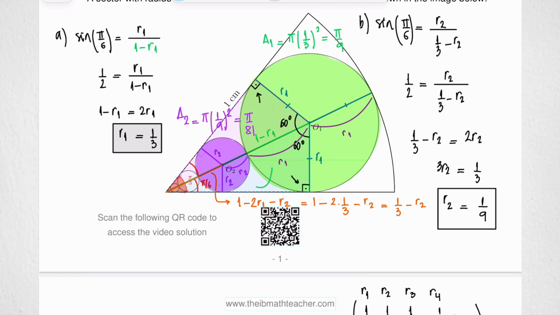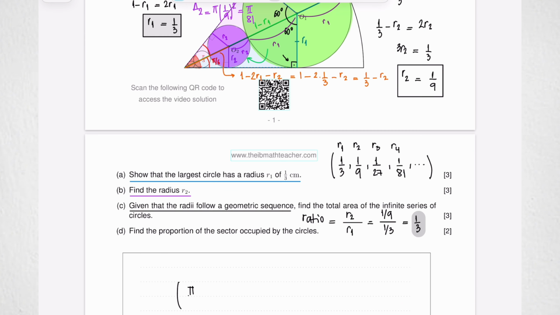And the areas do also follow a geometric sequence, given that we're always multiplying by radius squared, which means 1 over 9. To go from one area to the other, we multiply by 1 over 9. Therefore, if you were to build a geometric sequence, not with the radius, but with the areas, we would have pi over 9, pi over 81, pi over 729, and so on and so forth. So the ratio between the areas is 1 over 9.